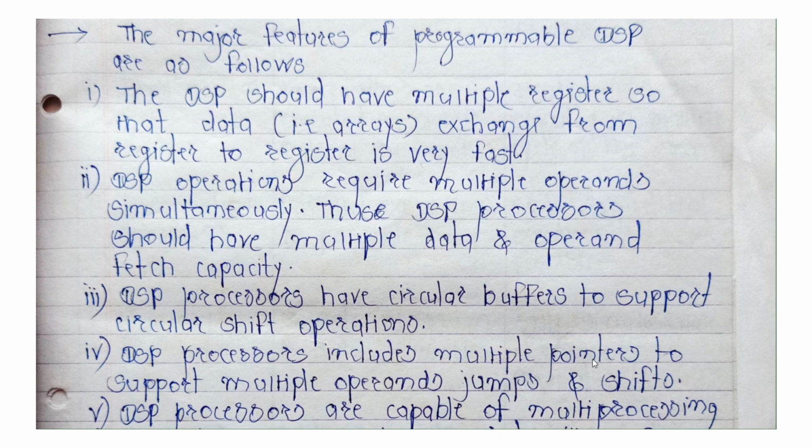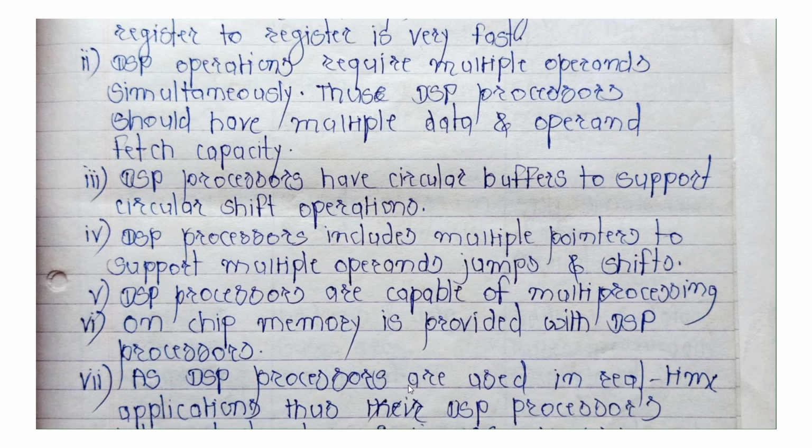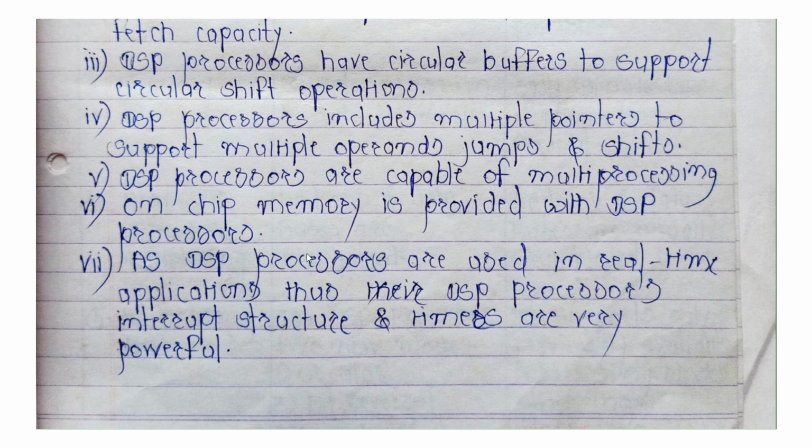DSP processors include multiple pointers to support multiple operands, jumps and shifts. DSP processors are capable of multiprocessing. On-chip memory is provided with the DSP processors. As DSP processors are used in real-time applications, the DSP processor interrupt structure and timers are very powerful. And what is the speed of the DSP processor? The speed of the DSP processor is nothing but, I will write down here, it is in the MIPS range. What is MIPS? MIPS stands for million instructions per second.